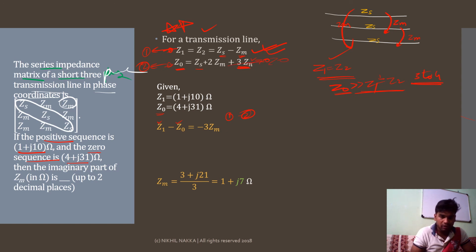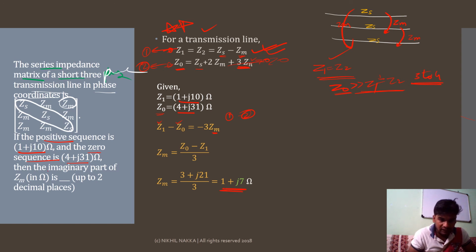There is nothing described here about Zn. So it becomes minus 3Zm. From this, Zm will be equal to (Z1 minus Z0) by minus 3, which becomes (Z0 minus Z1) by 3. You know the value of Z0 and the value of Z1. Just subtract, and you will get (3 plus j21) by 3, which is finally equal to 1 plus j7.